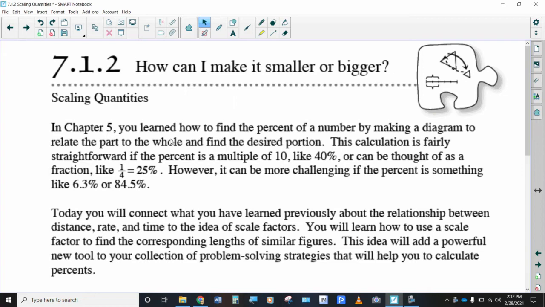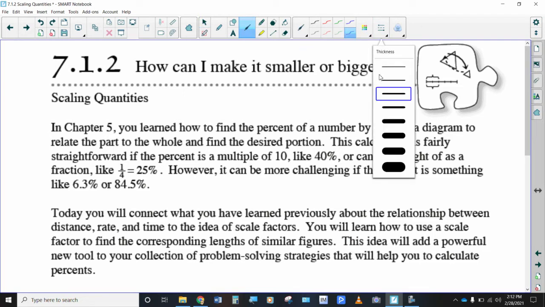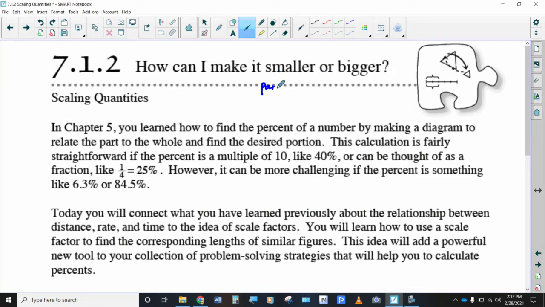Here in chapter 5, you learned how to find the percent of a number by making a diagram to relate the part to the whole and find the desired portion. You may recall us doing that. What was it that we said? We said part over the total, right? The whole and the total represent the same thing. The part is the part. And then you had the percent, which was always out of 100.